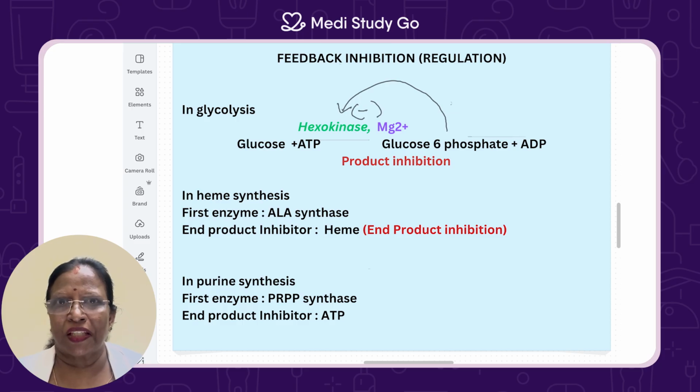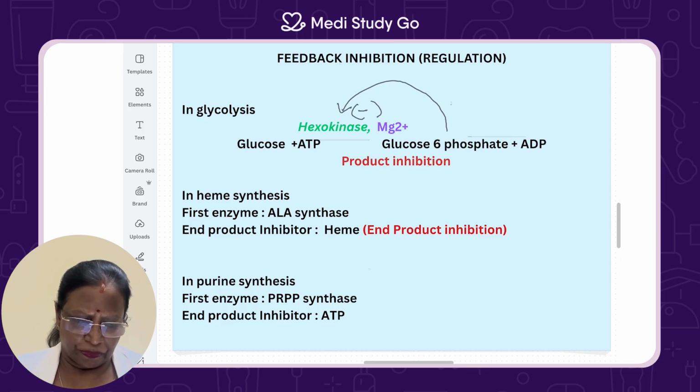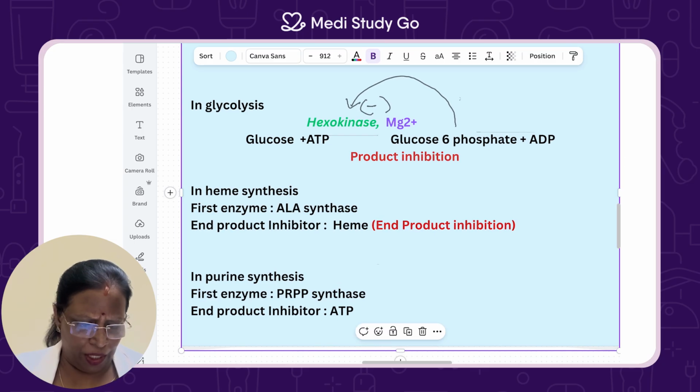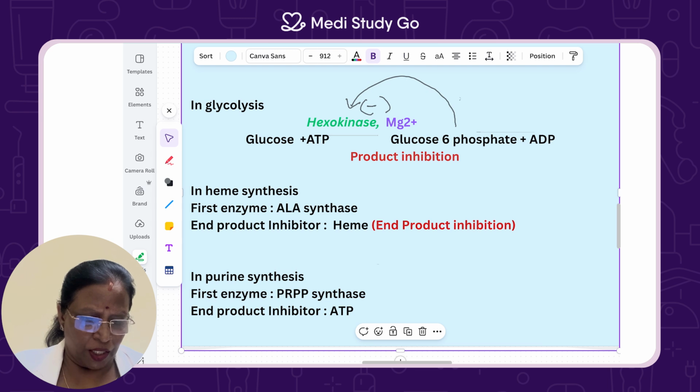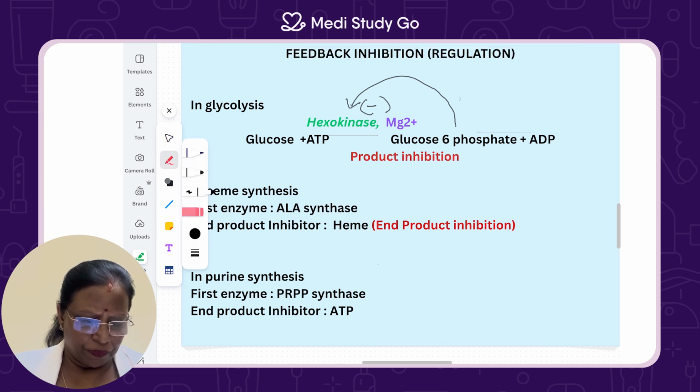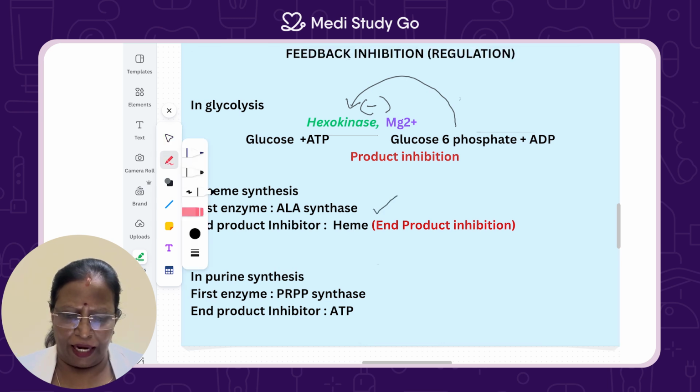Similarly, in heme synthesis, heme, the end product of the pathway, will inhibit the first enzyme in the pathway, which is called ALA synthase. How long will it inhibit? Till the concentration of heme in the cell becomes less. Once heme concentration becomes less, the heme will get released from the enzyme. The enzyme becomes active, and then the pathway will resume once again.